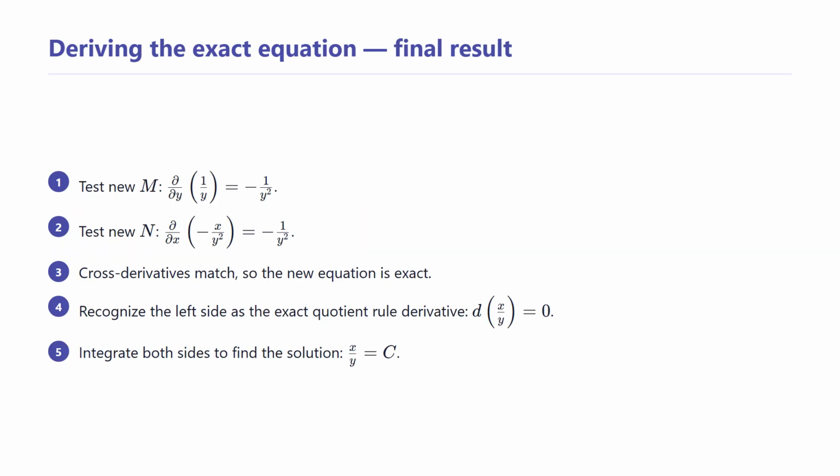Let us test our new equation. The partial derivative of our new M with respect to y is negative 1 over y squared. The partial derivative of our new N with respect to x is also negative 1 over y squared. They match perfectly. The integrating factor has successfully transformed the inexact equation into an exact one. We can now recognize the entire left side as the exact quotient rule derivative of x over y. Integrating both sides immediately gives our final solution. x over y equals a constant c, representing a family of straight lines.